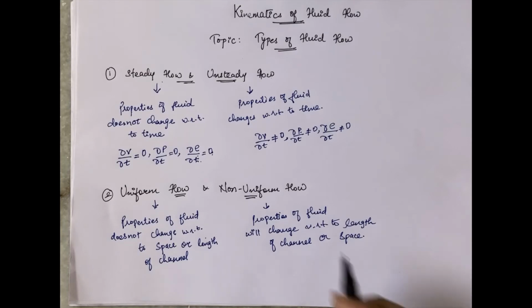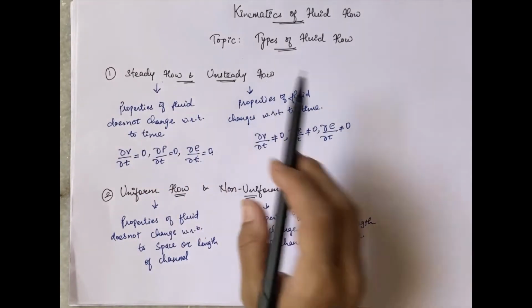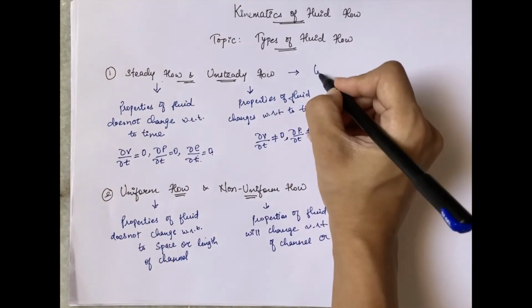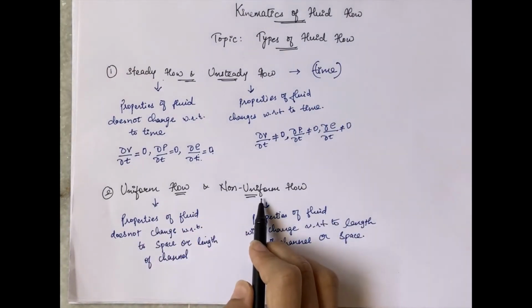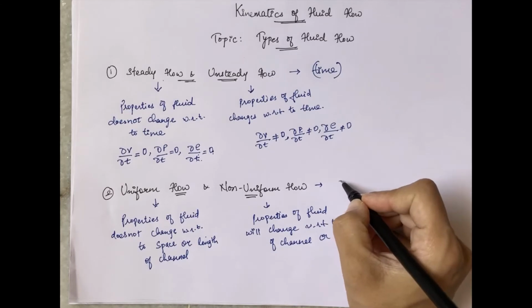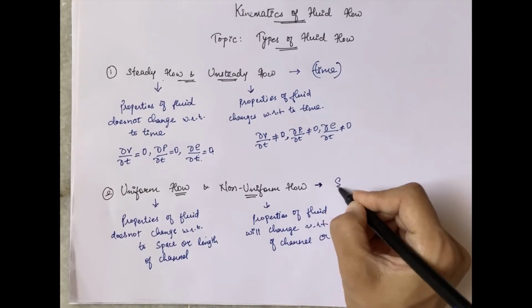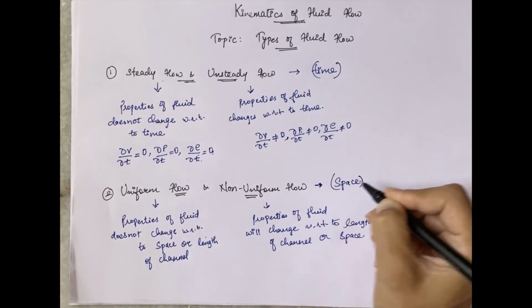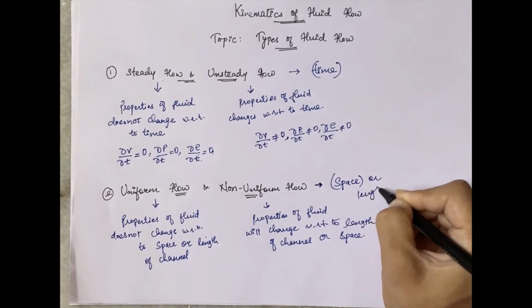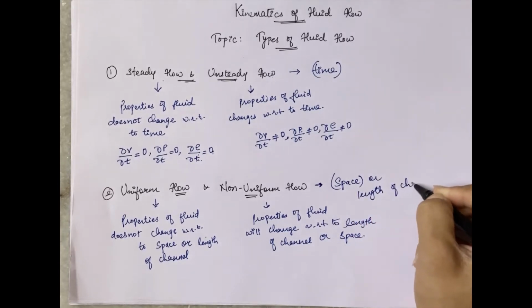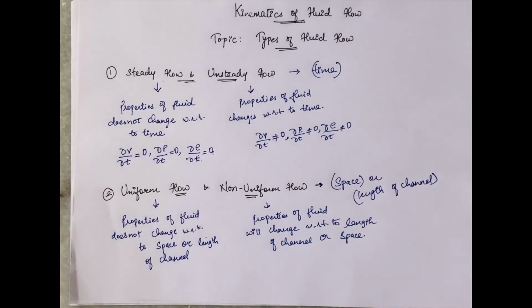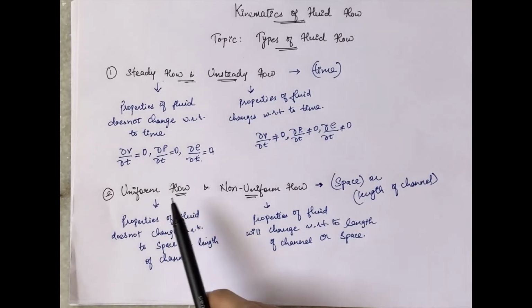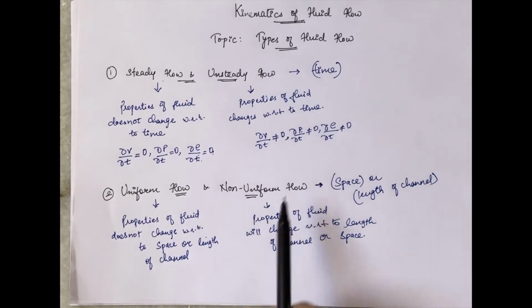So here steady flow and unsteady flow is a function of which property? It is a function of time. While in case of uniform flow and non-uniform flow, it is a function of space or length of channel. So if we are considering an irrigation channel or canal, and if the properties of fluid such as velocity, density, pressure, etc. are not changing with respect to the length of channel.